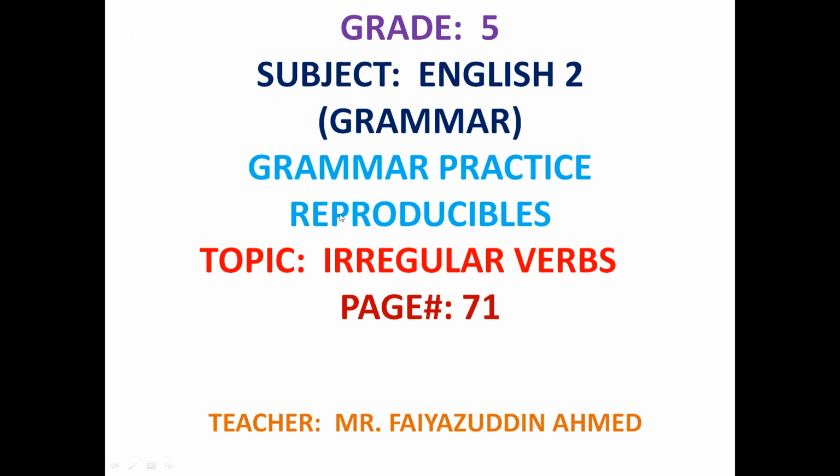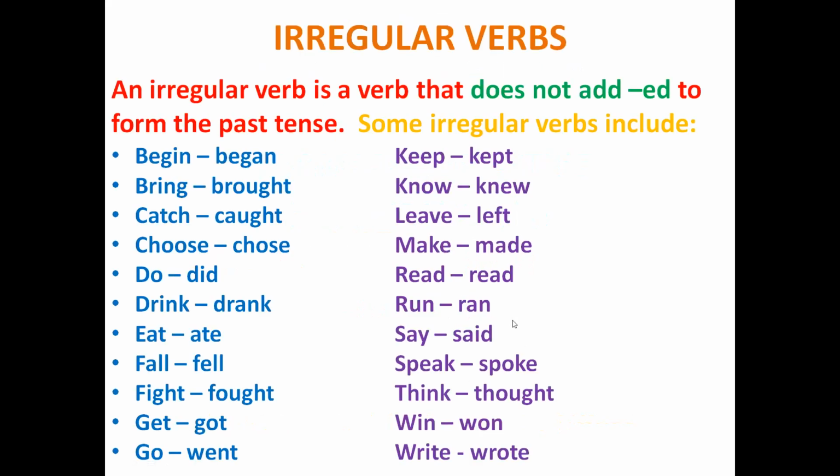Today we are going to learn about irregular verbs, and it is page number 71 in your grammar practice reproducibles. The topic for today is irregular verbs. Can you please open page number 71 of your grammar practice reproducibles book? Page number 71, irregular verbs. An irregular verb is a verb that does not add ed to form the past tense. Some irregular verbs include the following.